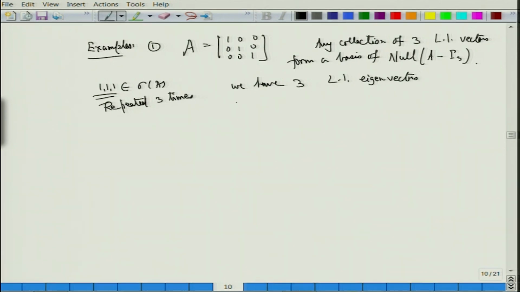One collection you can take is 1 with e1, this is one pair, another pair is this, and the third pair is this, the standard basis of R3. Or you can take any 3 and then you can do it, fine.